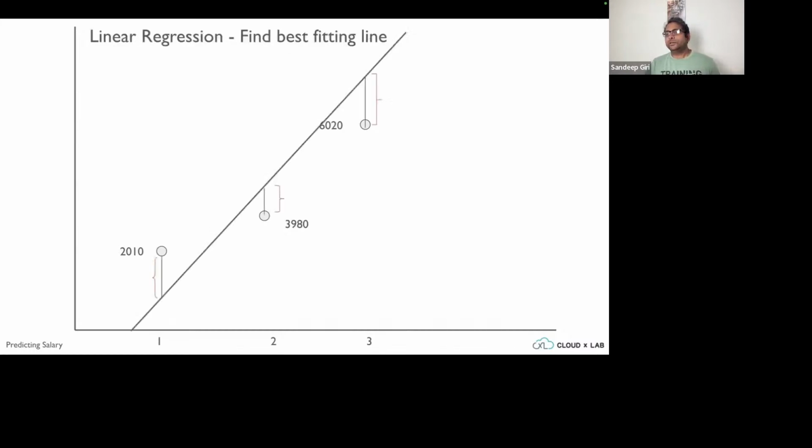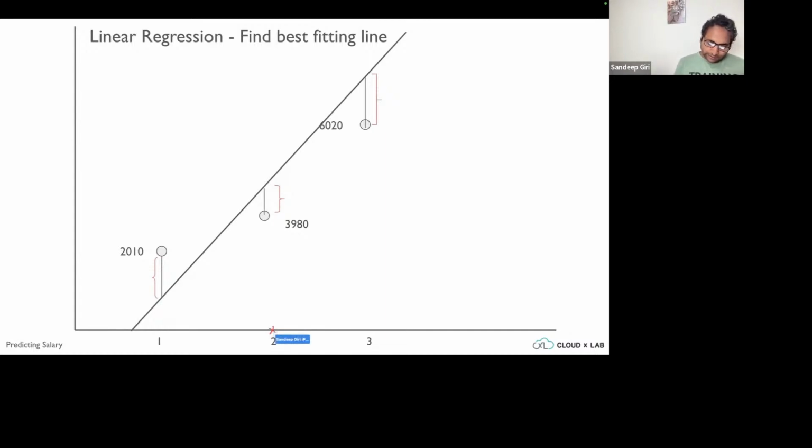This is where we try to draw a line through this data. This is called linear regression. Linear regression is one of the strategies. We draw the line through this data and try to see that the prediction should be accurate, right?